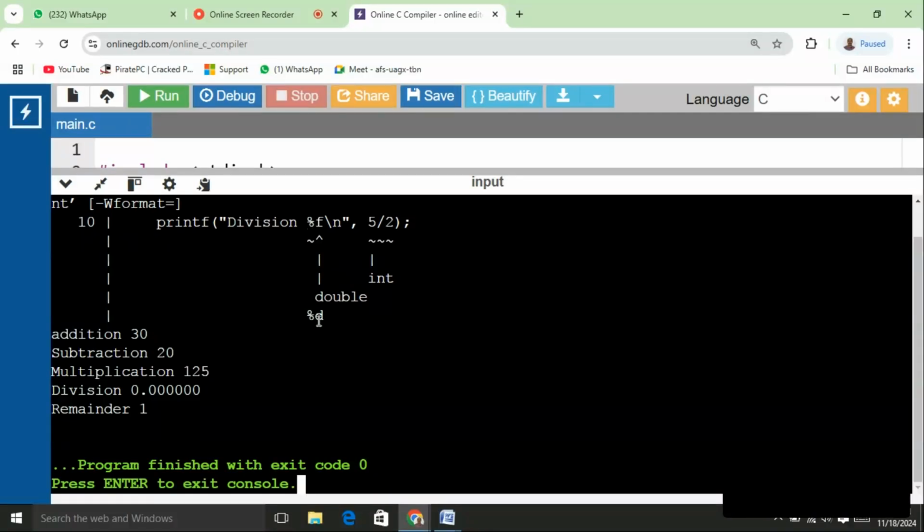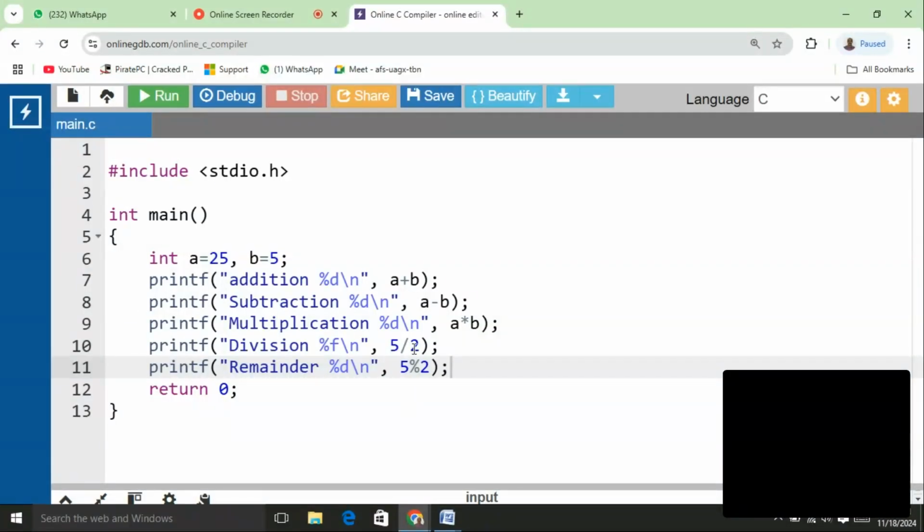The printf format says double, but here it represents integer. So 5 by 2 with the slash symbol is integer, but you are specifying the format specifier f. Hence the result is not represented correctly. So I correct it to make it floating point: I keep point 0, either 2.0 or 5.0. Now again I run it. Now it will be corrected. If any one of the operands is floating point, the result is floating point.